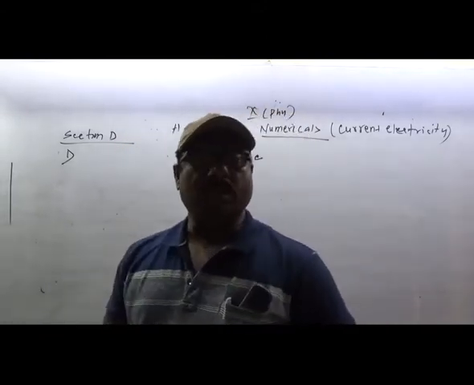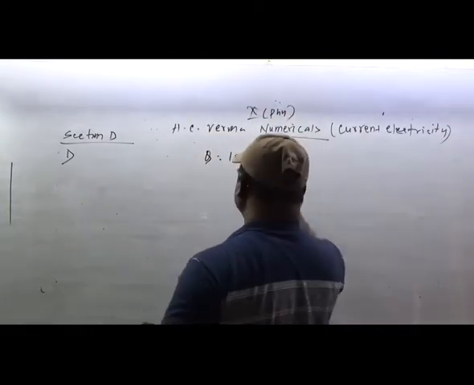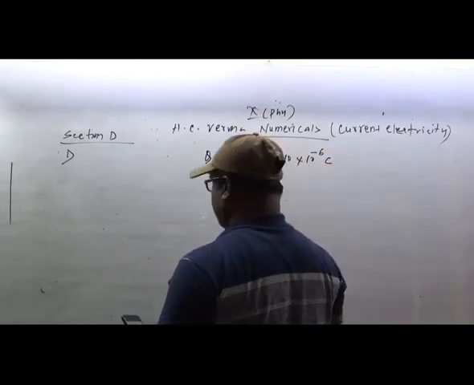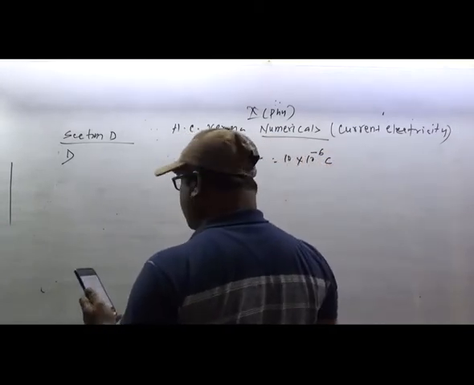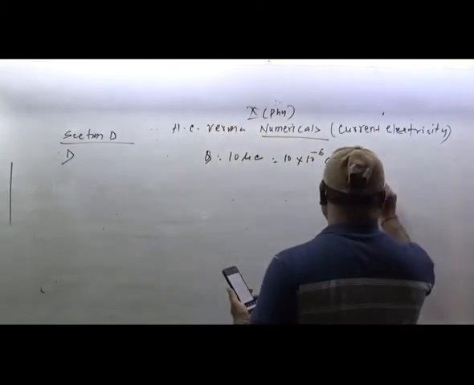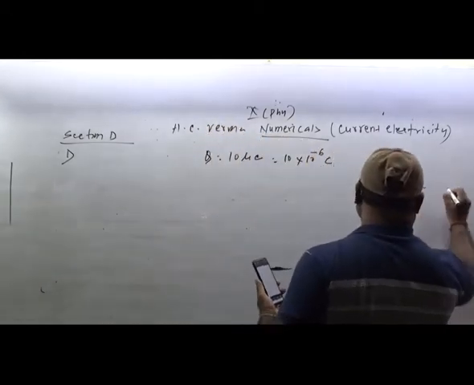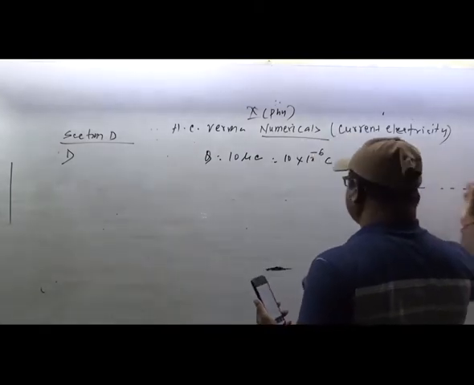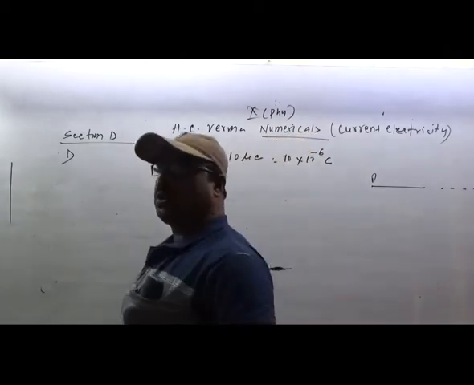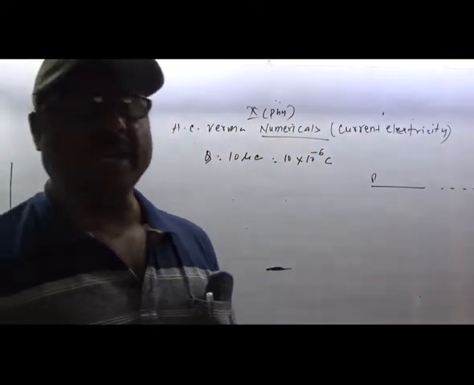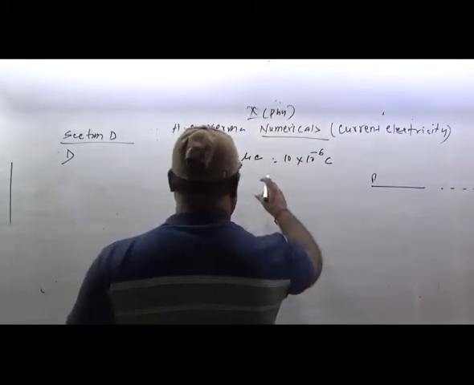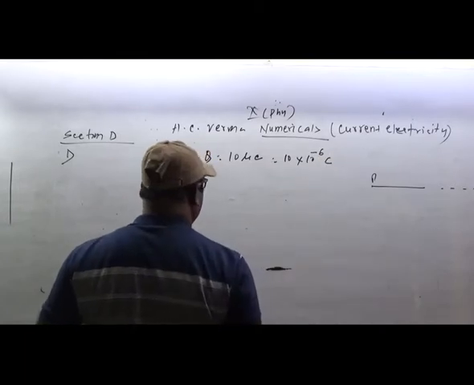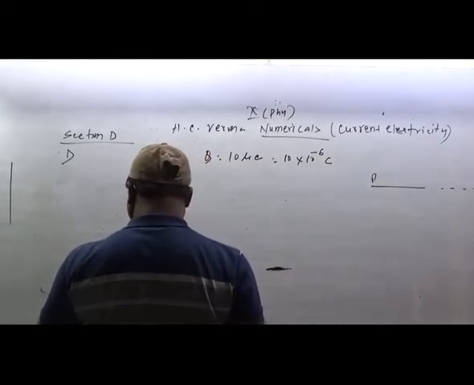1 microcoulomb is equal to how much? It is 10 to the power minus 6 coulomb. So 10 into 10 to the power minus 6 coulomb is brought from infinity to a point P. Suppose the point P is here and the charge is brought from infinity. So to bring the charge from infinity to P is called what? Potential.